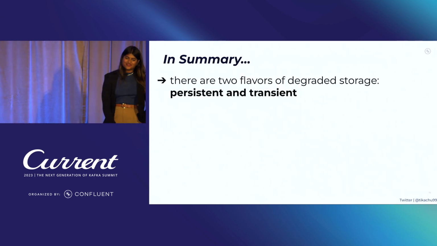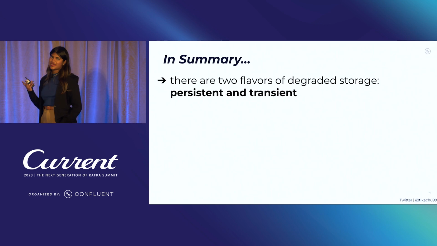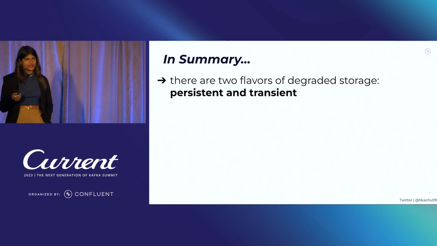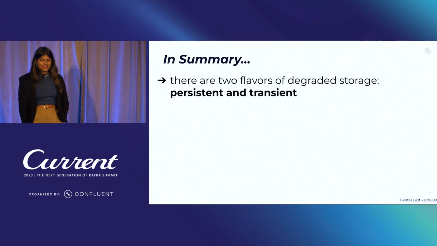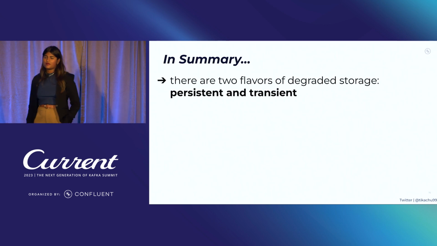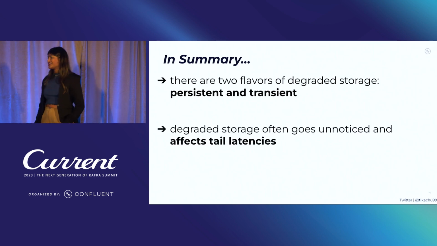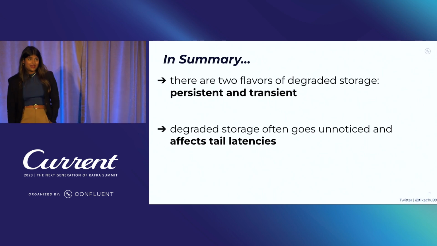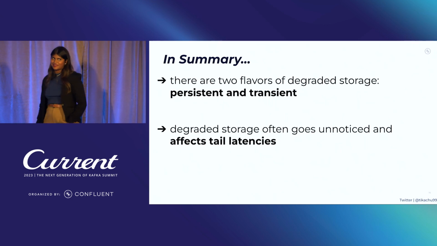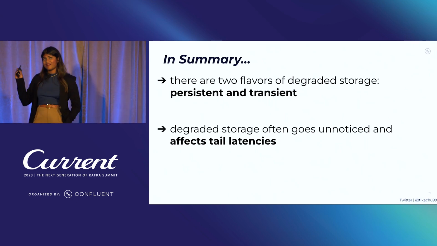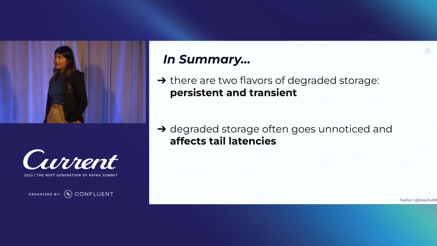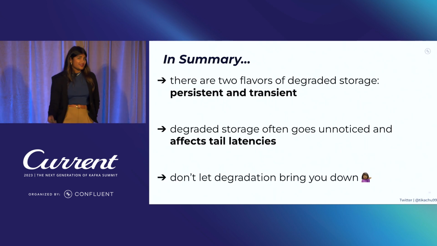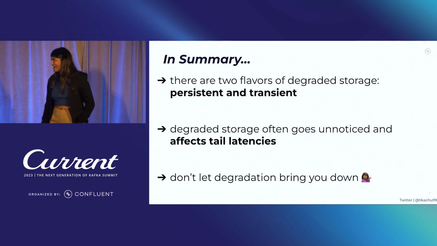In summary, there are two different types of degraded storage, persistent and transient. Persistent, as a reminder, is on the order of hours or days. Transient is on the order of minutes, maybe at most an hour. Degraded storage often goes unnoticed. You'll notice it from your end-to-end latencies, but you might look at your P99 storage latencies and think everything's fine. They're not fine. You need to check your tail latencies as well to really find and identify the problem. And finally, just don't let degradation bring you down.